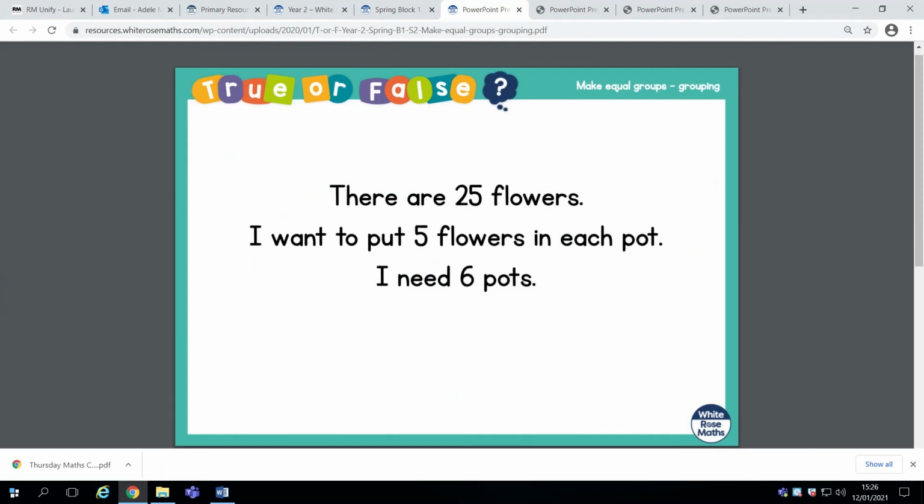So use your knowledge from our warm-up and keep going through that whole sheet there. And lastly, our challenge says there are 25 flowers. I want to put 5 flowers in each pot. I need 6 pots. So either draw those 25 flowers, get 25 resources and show them whether they are right or wrong. If not, just write a sentence and use your explaining today.